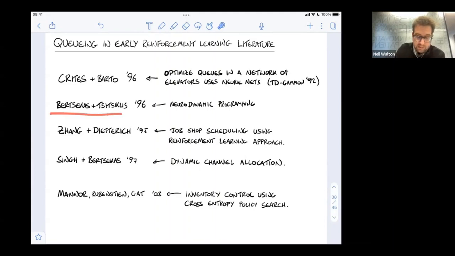Then the first book in the area, by John Tsitsiklis, a very well-known queuing theorist who also works in optimization and control. Also for problems like job shop scheduling, there were early reinforcement learning approaches applied. Then Singh and Bertsekas for dynamic channel allocation for telephony problems. And relating to Manuel's talk, the cross-entropy method, one of the first policy search algorithms, was used for inventory control back in 2003.